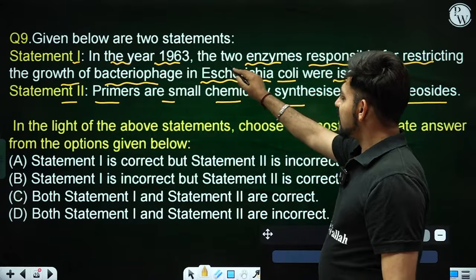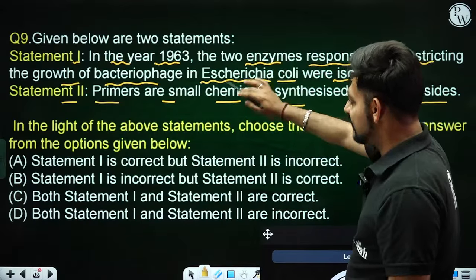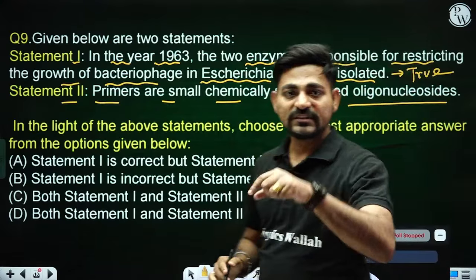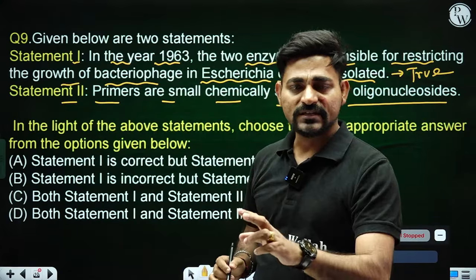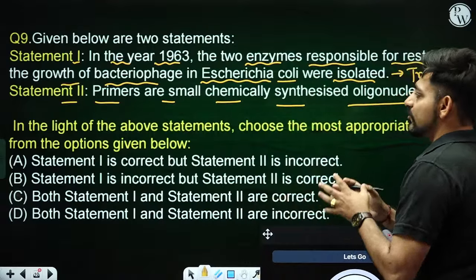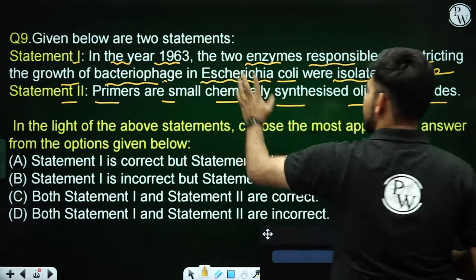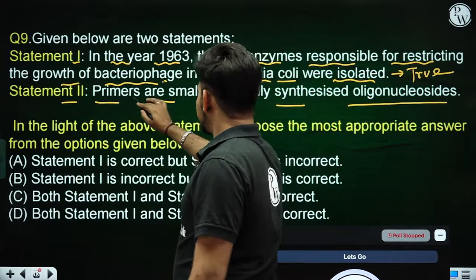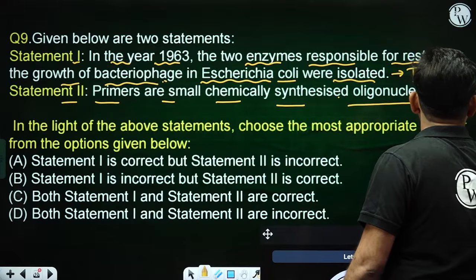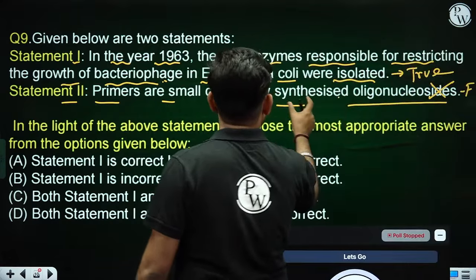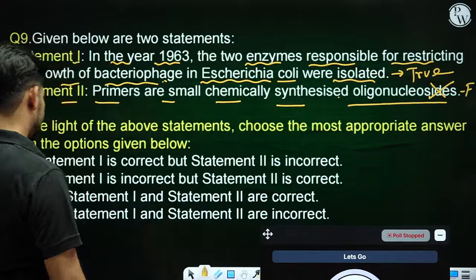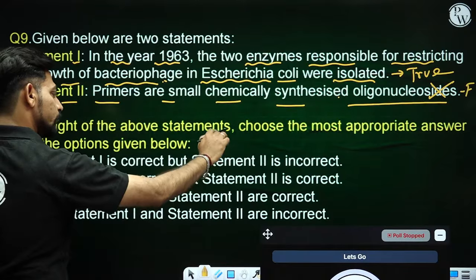So in the year 1963, the two enzymes responsible for restricting the growth of bacteriophage of E. coli were isolated. That is a true fact. As I said, one is methyl transferase, another is restriction endonuclease, and both of them are responsible for restricting the growth of bacteriophage, the virus for bacteria. And statement 2 says primers are small chemically synthesized oligonucleosides. Never. So this is a false statement. Primers are small chemically synthesized oligonucleotides. So statement 1 is correct and statement 2 is incorrect.